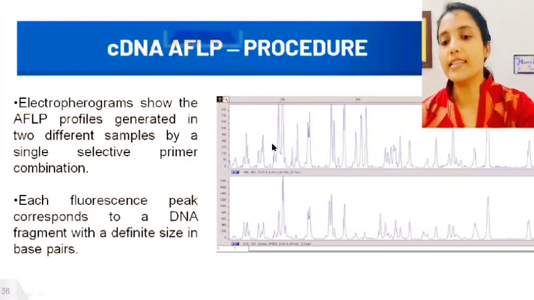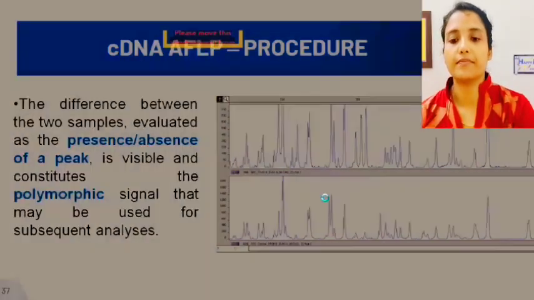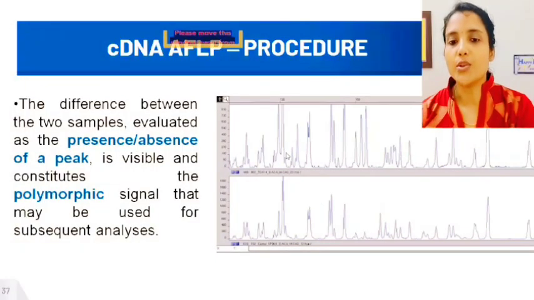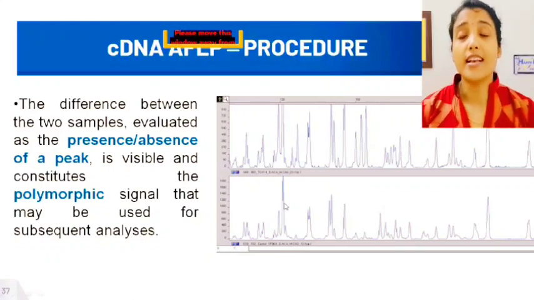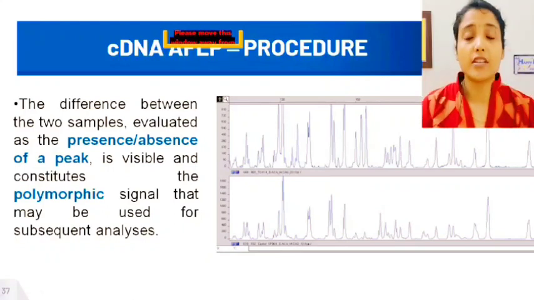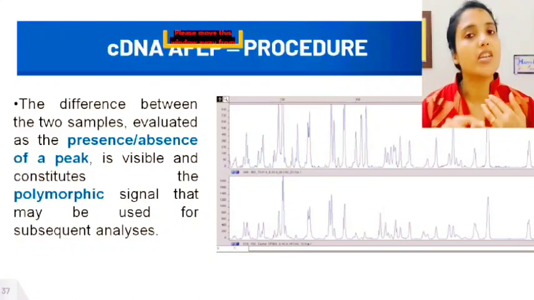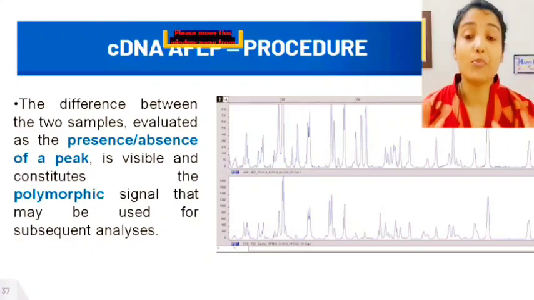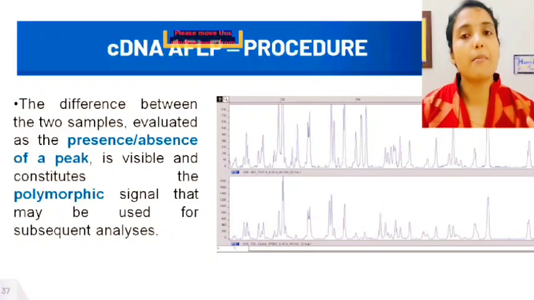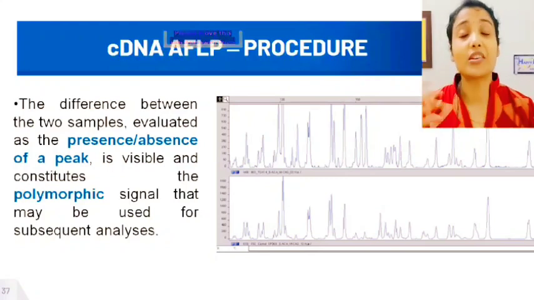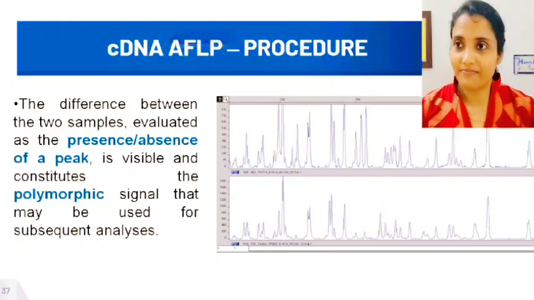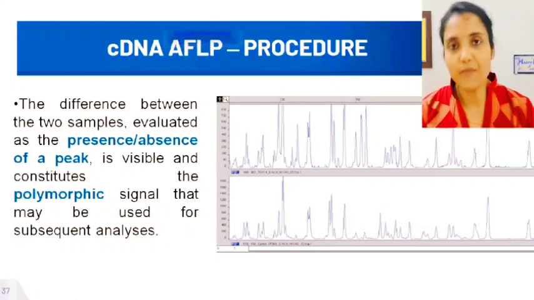So you can see this is one sample, this is the other sample. The difference between the 2 samples, evaluated as the presence or absence of a peak, is visible and constitutes the polymorphic signal that may be used for the subsequent analysis. So you have 2 different samples. Both of them have been treated with the same restriction enzymes, both of them have been given the same primers, and both of them have been PCR amplified in the same way.